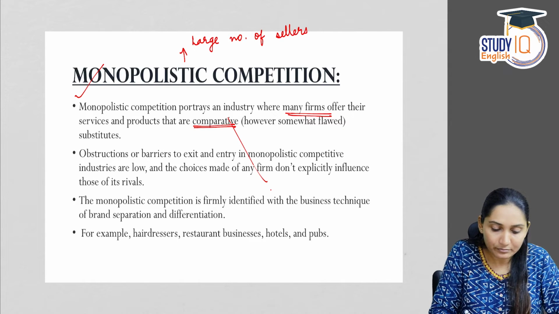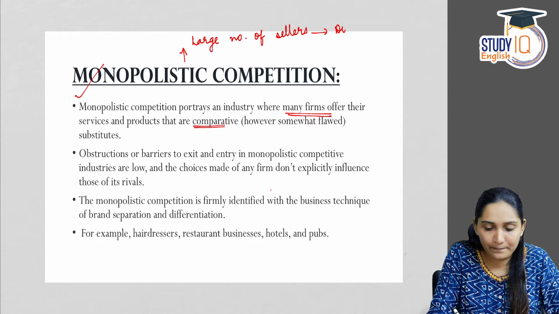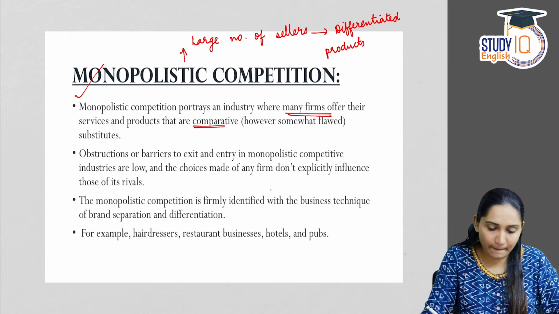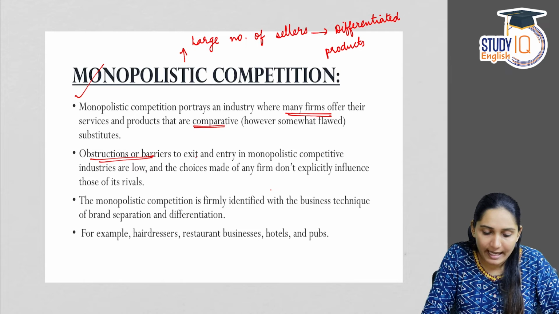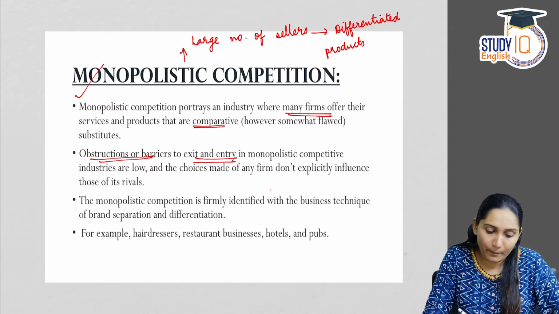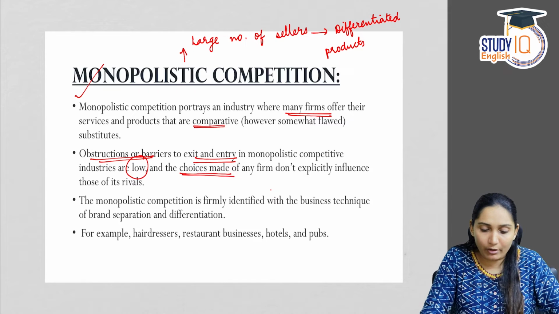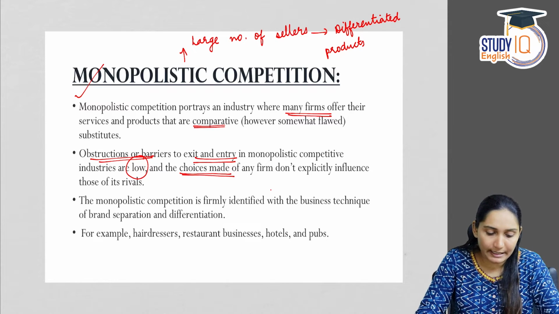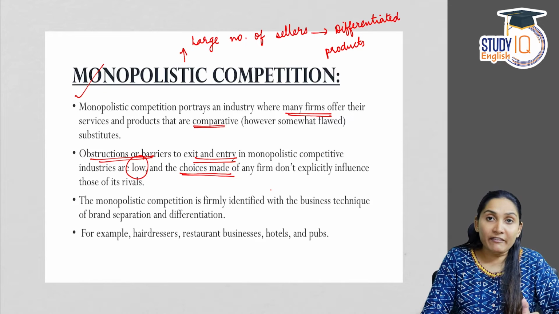but even though there are large number of sellers, they sell differentiated products. Obstructions or barriers to exit and entry in monopolistic competitive industries are low, and the choices made of any firm don't explicitly influence those of its rivals. See, they are not rivals.